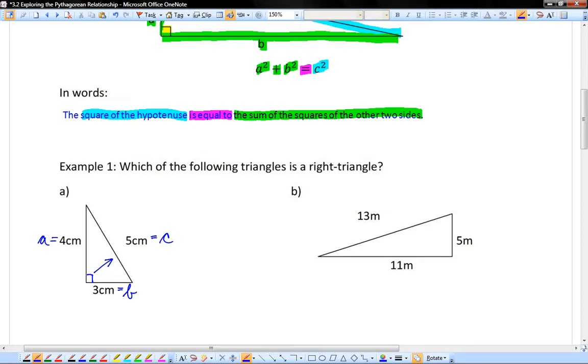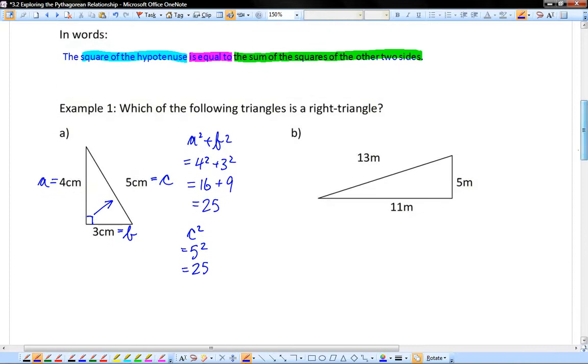And what we're going to do here is we're going to take a look at the value of a squared plus b squared. Now a squared plus b squared in this case is equal to 4 squared plus 3 squared. Now we've just studied about squares. When we do 4 squared, it means 4 times 4, that's 16. 3 squared is 3 times 3, that's 9. And when you add these two together, that gives you 25. And notice that when you do c squared, this is equal to 5 squared, which is also 25.